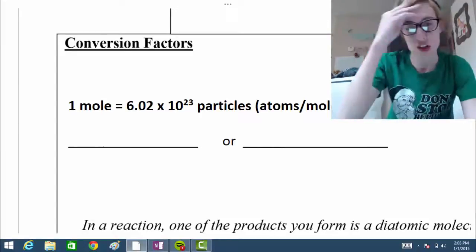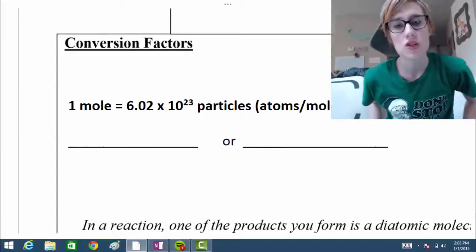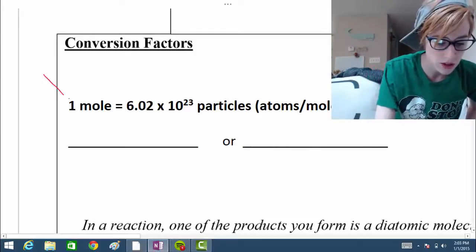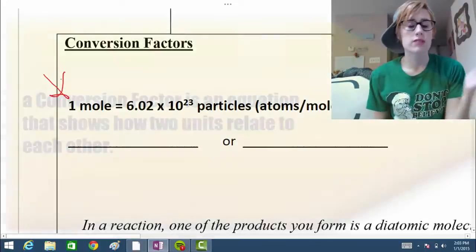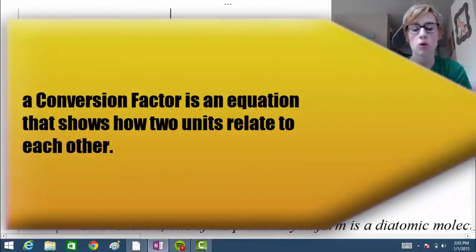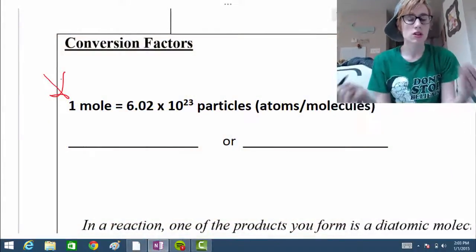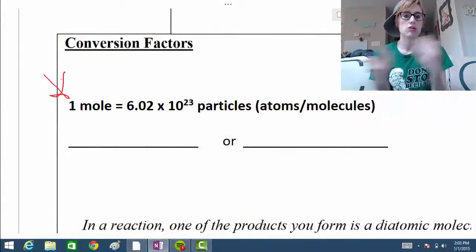What do you need to know about a conversion factor? Well, a conversion factor is simply just an equation, like this one that you see right here. It's just an equation that helps you get from one unit to another. So if we are in moles and we want to get to atoms or molecules, we can use this conversion factor to get us from one unit to another.